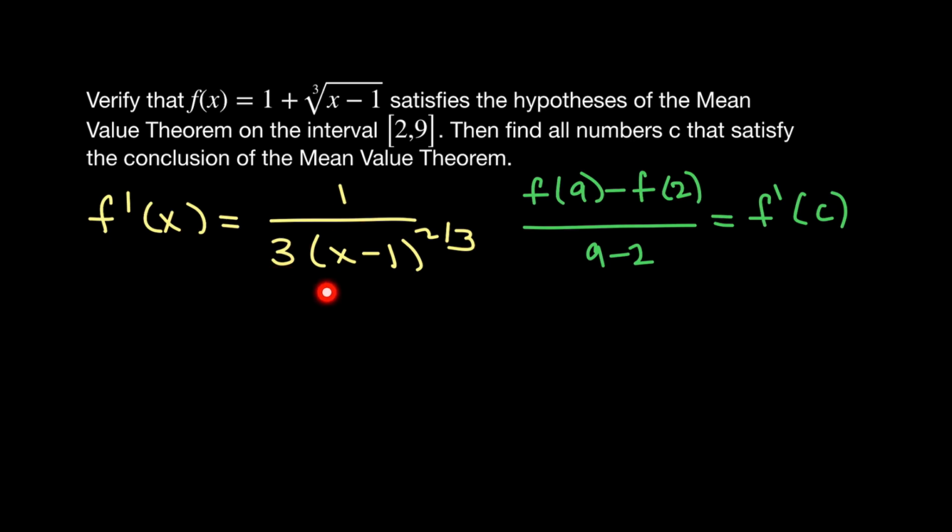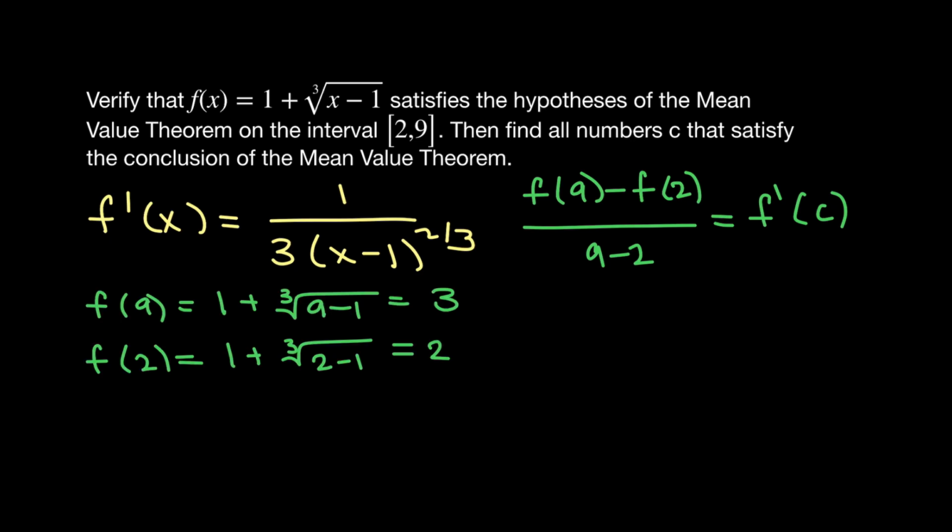So the mean value theorem says there has to be a place where the derivative, which I already found, it's 1 over 3 times (x minus 1) to the 2/3, there has to be a place where that derivative equals my average rate of change. I'm going to compute the average rate of change by finding f of 9. So I took 9, I plugged that into my original function, and I got 1 plus cube root of 8, or 3. Then I plugged 2 into my original function.